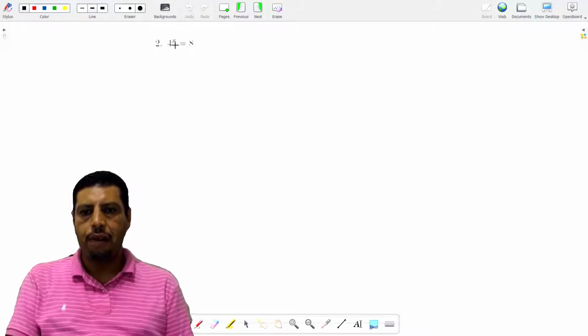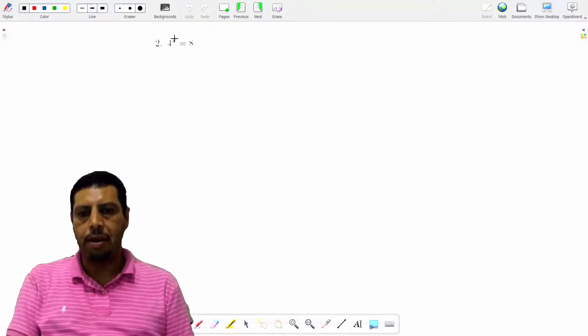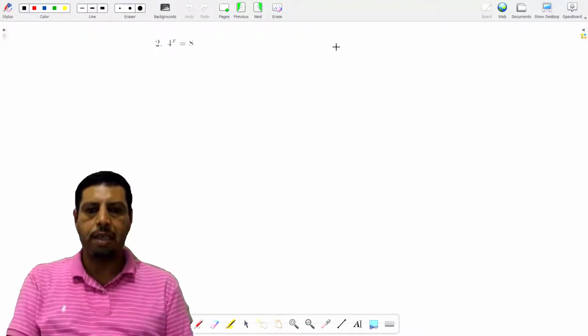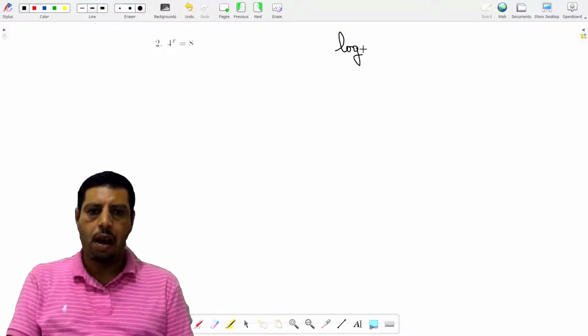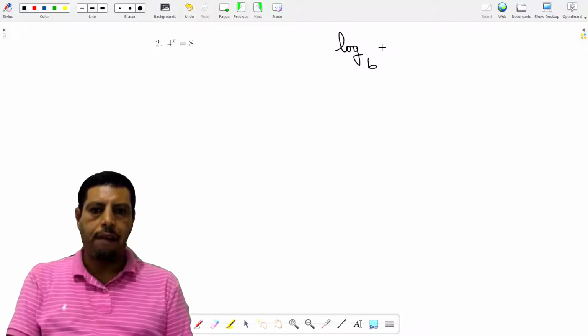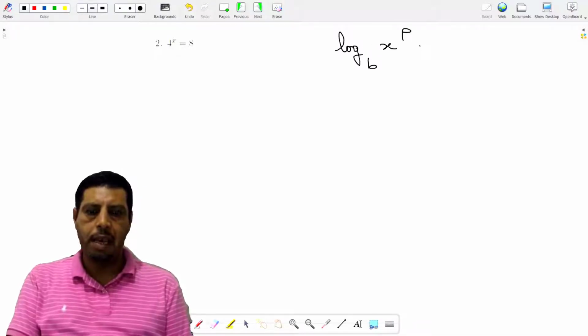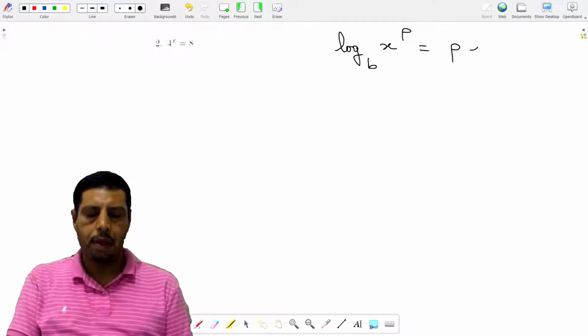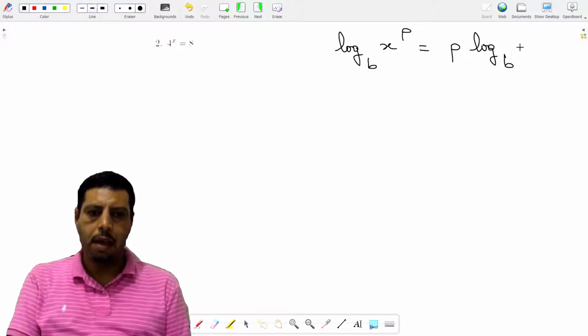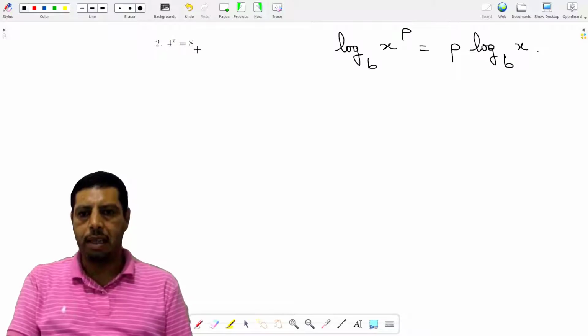Here we have 4 to the power of x equals 8. And to get x here, we have to apply a logarithm. When you have the unknown in the power, don't hesitate to apply a logarithm function to get x. And here we'll use a property which says that any logarithmic function of x to the power of p equals p log base b of x. So let's apply this on this equation. And especially here, I will use the natural logarithm.